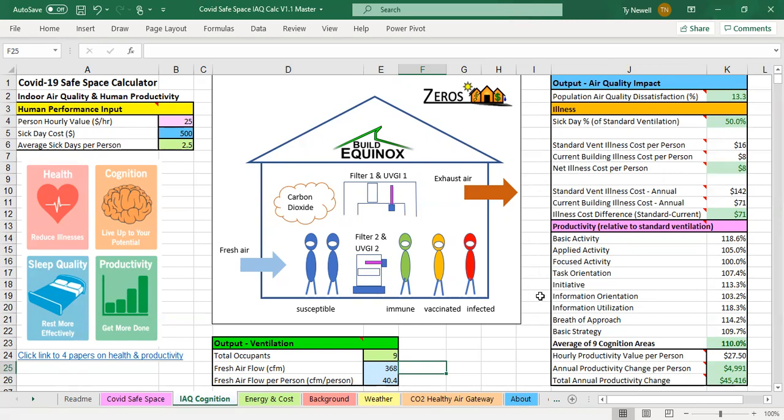These different areas of cognition performance are likely to be improved by as much as 10% with running ventilation systems where we should be running them. And this has value too. So this is carried along to also let you see that what we're doing for COVID, we should be doing in any case because it's going to improve your performance. It's going to reduce the days you're sick each year. And it's also going to increase your satisfaction with air quality in indoor spaces.